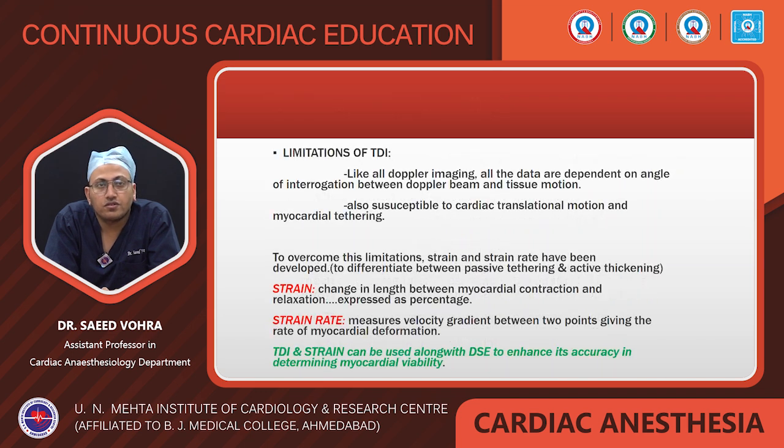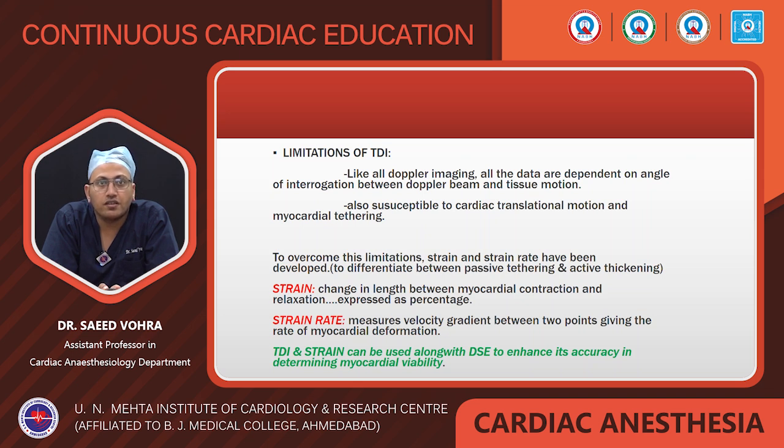However, the limitation of tissue Doppler imaging is that, like all Doppler imaging, all the data are dependent on the angle of interrogation between the Doppler beam and the tissue motion. Also, it is susceptible to cardiac translational motion and myocardial tethering. To overcome these limitations, strain and strain rate have been developed, which can be used to differentiate between passive tethering and active thickening of the myocardium.